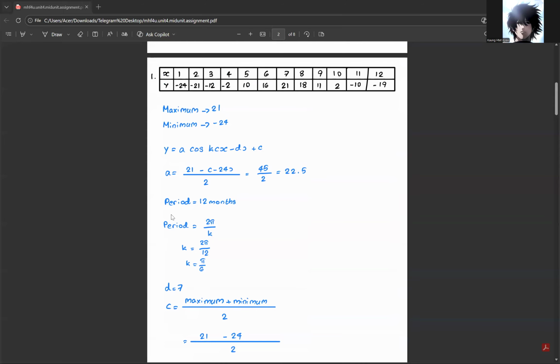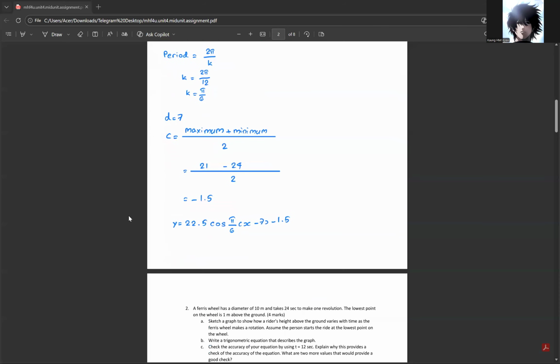Next, for the period, the temperature cycle repeats every 12 months. So the period is 12. Using the formula k equals 2 pi divided by period, k equals 2 pi over 12, which simplifies to pi over 6. Since the highest temperature happened in July, which is month 7, I shift the cosine function 7 units to the right. So the final equation is y equals 22.5 cosine of pi over 6 times (x minus 7) minus 1.5.